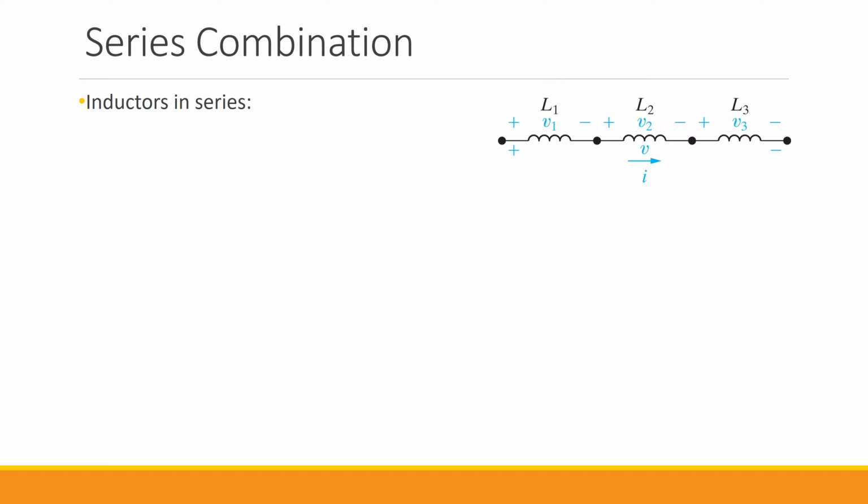So I start with a series combination of inductors. As you can see here, we have three inductors that are connected in series. Since they are all connected in series and there is no other element connected in these nodes, they all carry the same current. So I name the current as I, but each one of them has its own individual voltage.